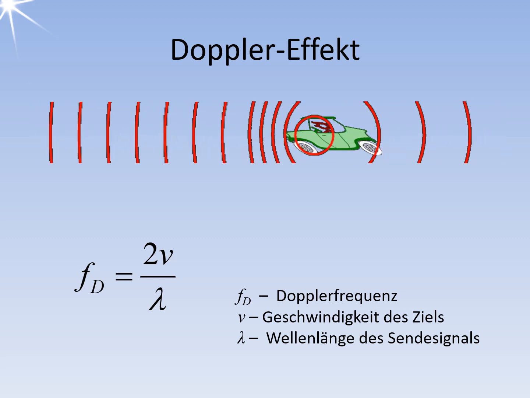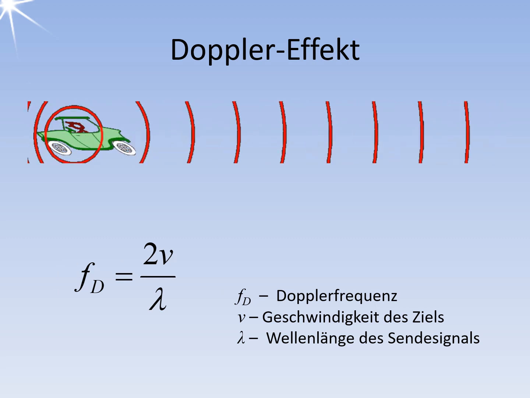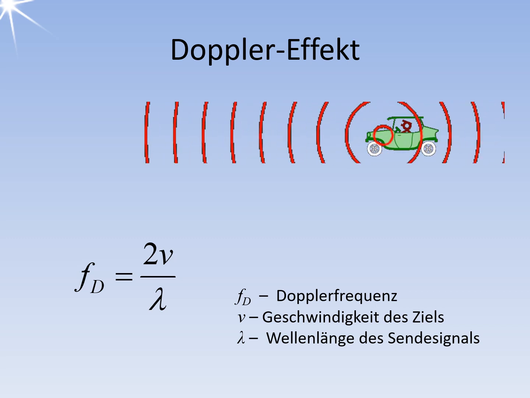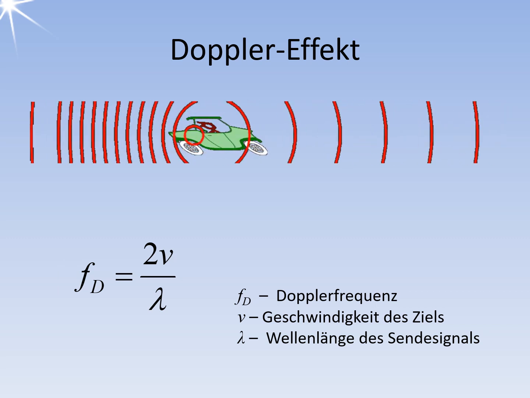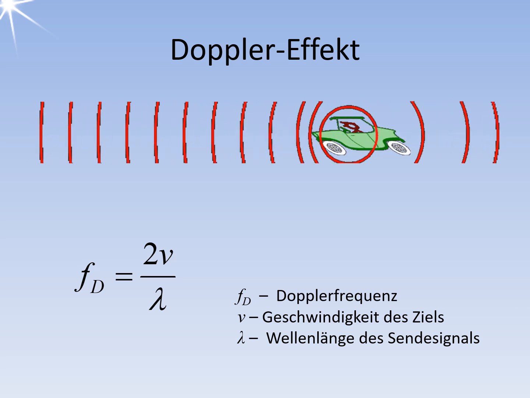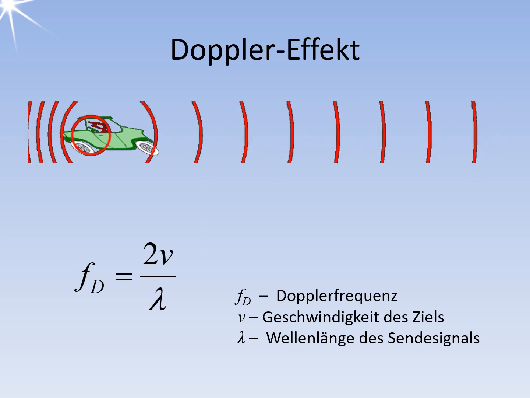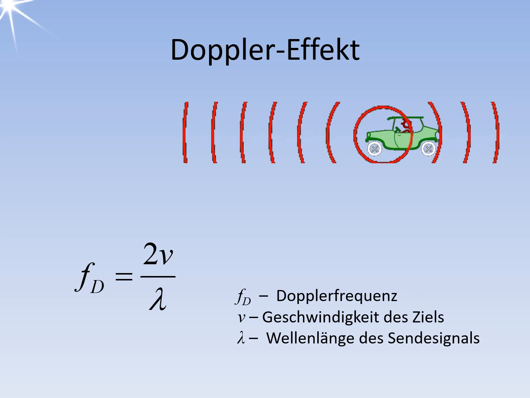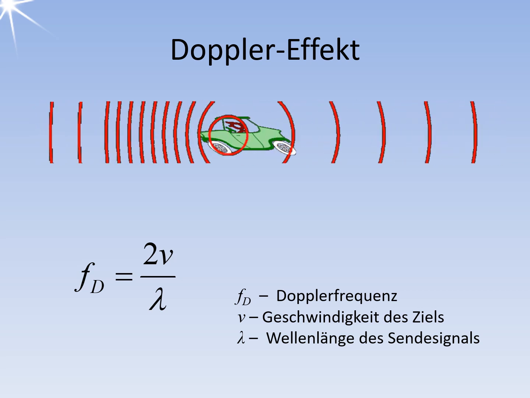This effect occurs with all signals that propagate at a constant speed. This effect was first described by the Austrian physicist Christian Doppler, and the difference between the sound sent and the sound heard is called the Doppler frequency. Electromagnetic waves that strike a moving target behave in the same way. Electromagnetic waves propagate at approximately the speed of light. This propagation speed is constant in the respective medium, and thus the Doppler effect also occurs here.